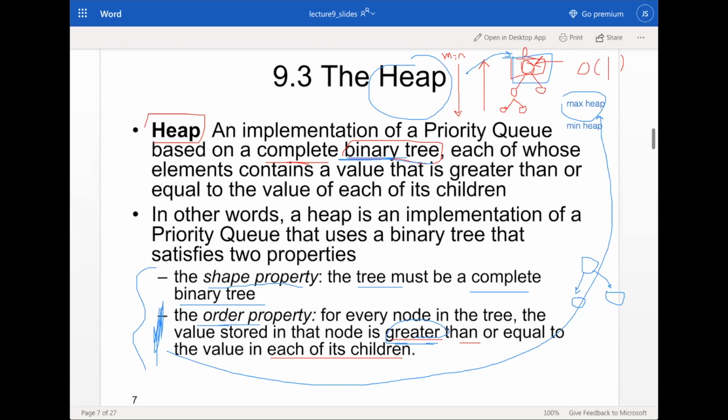Okay, so there's a semi-ordered property, and there's a shape property. So let's talk about both of these in the next slide.